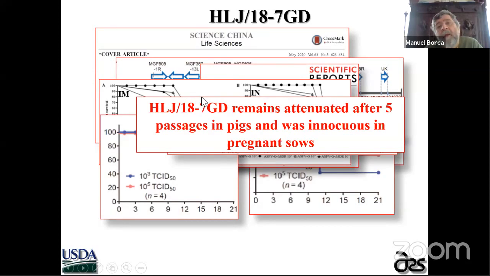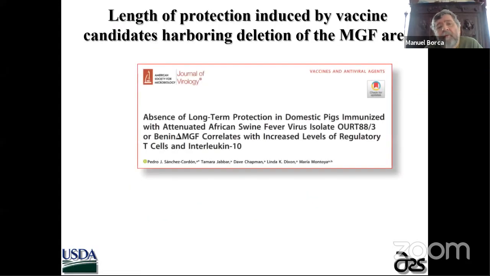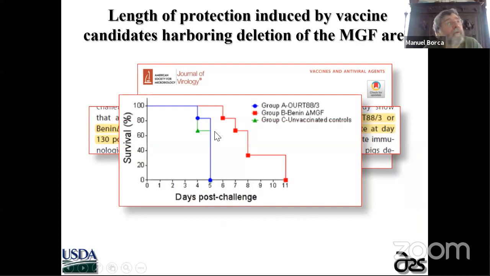One thing that brought my attention lately is a paper from the Pirbright group where they show something that was not tested before. That is how long the immunity can last in animals that have been inoculated with an attenuated strain. They used two particular viruses, the ORF88 and the Benin multigene family deleted virus. And what they show is that animals inoculated with these two viruses, 130 days post immunization, did not have protection. That was very, very interesting.